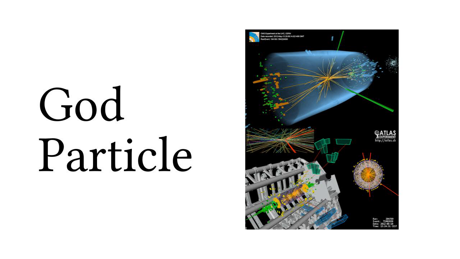Left, diphoton channel: the boson subsequently decays into two gamma-ray photons by virtual interaction with a W boson loop or top quark loop.